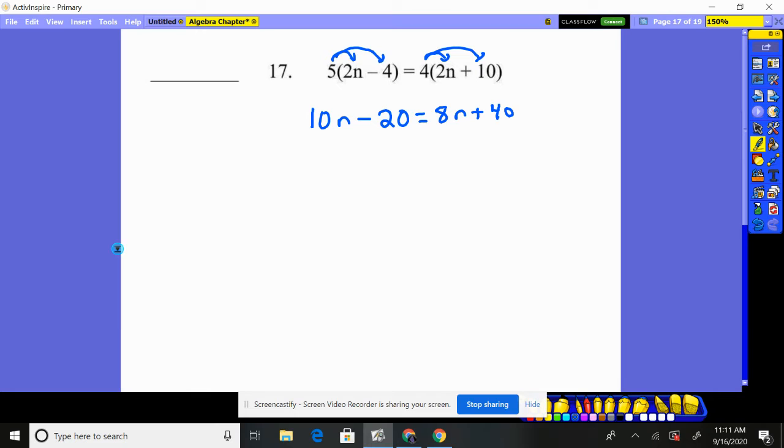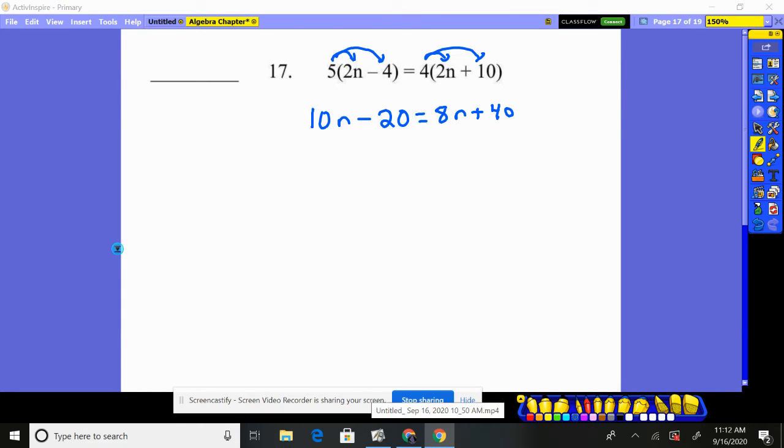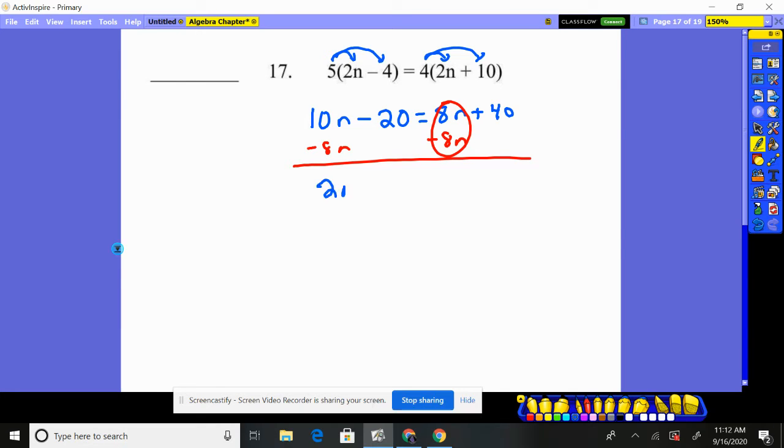Now, get all variables on one side, all numbers on the other. So I see 10n and 8n. To me, I'm going to move the smaller variables. So I'm going to take 8n away from both sides, gets rid of it over here, and then leaves me with 2n on this side. Subtract the number 20 equals the number 40.